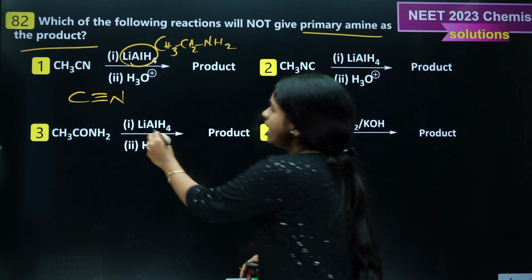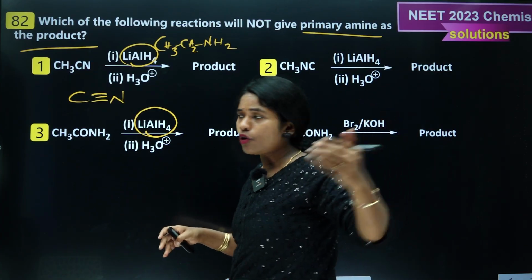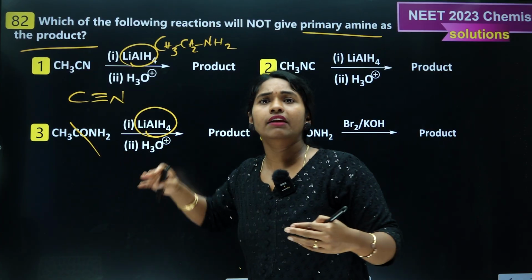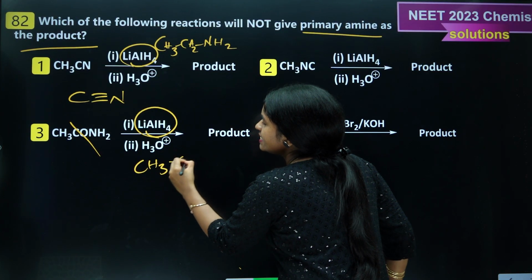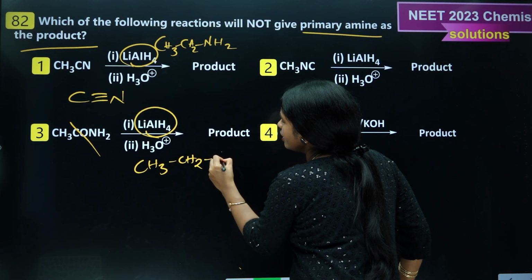Next, lithium aluminum hydride: if you add it, the C double bond O group will be converted into a CH2 group. So we will be getting CH3CH2NH2 as our product.